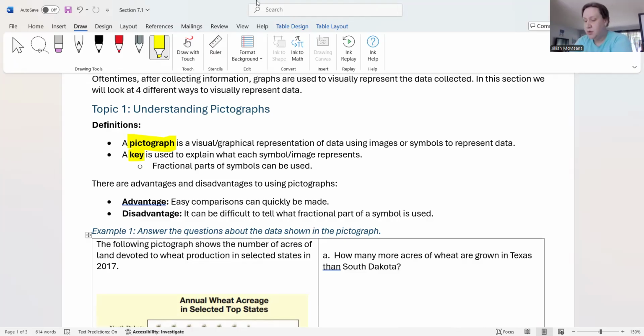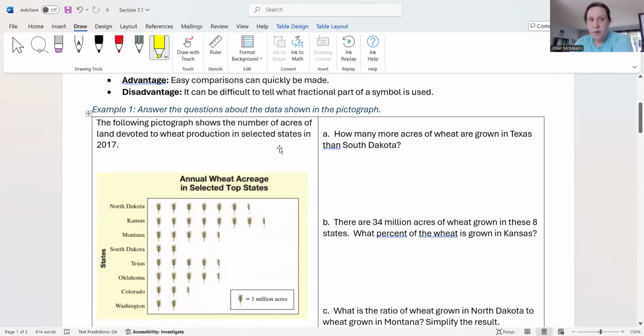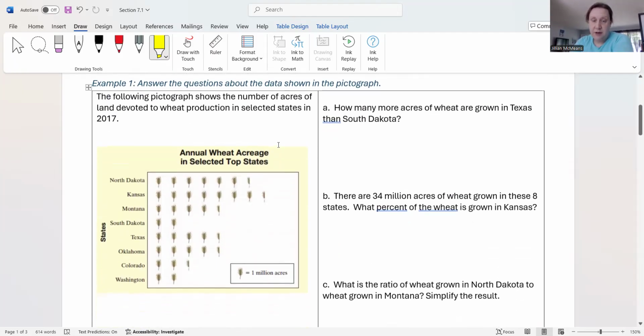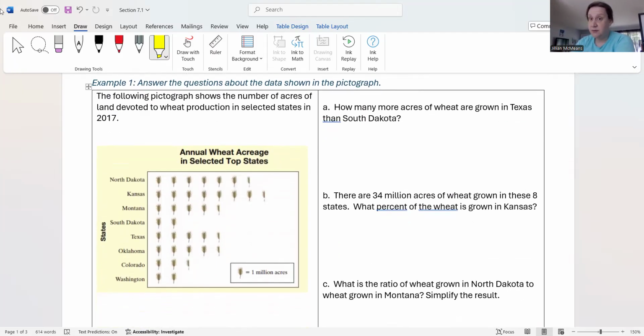Let's go ahead and look at our example here. You have a pictograph, and you're generally going to have two pieces of information that you're looking at. In this case, we have a little sentence at the top that tells us what's going on. I've typed out the following: the pictograph shows the number of acres of land devoted to wheat production in selected states in, very specifically, 2017. And then you can see the actual pictograph.